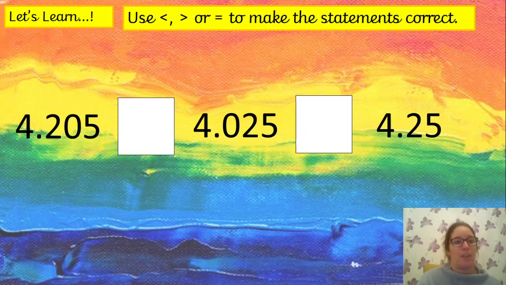Okay, but this one. So we've got 4.205. Is it greater than, less than or equal to 4.025? Okay, look at that tenths column and we can see it's greater than 4.025. And 4.025, is it greater than, less than, equal to 4.25? It's less than, because 4.25 is the same as 4.250, but you just need to look at the tenths column, it will tell you which number's greater, providing the ones are the same or this one was larger.